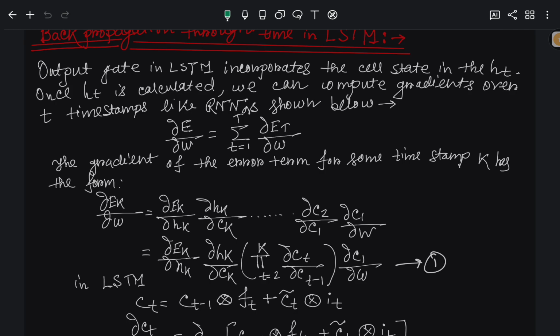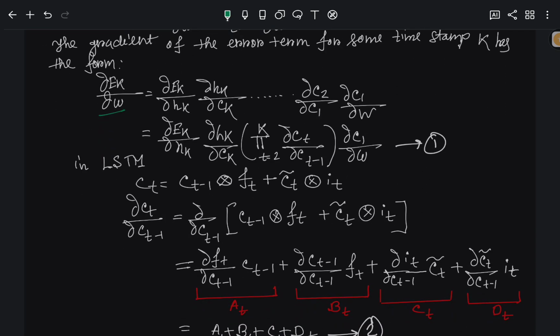So it can be written as dEk by dW, and that can be written as this, which is the same as what we did in the case of RNN also, right? So it has a product term which is dCt divided by dCt minus 1, right? Now if you remember, Ct is nothing but this. Now if I take the derivative with respect to del Ct by del Ct minus 1, then we can use the product rule, which is like this.